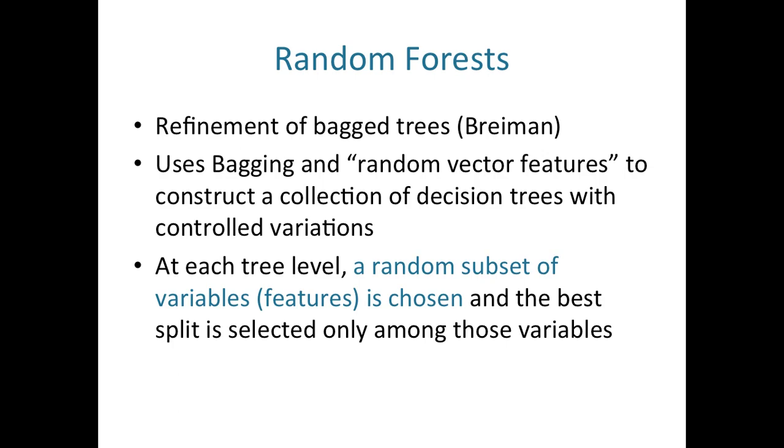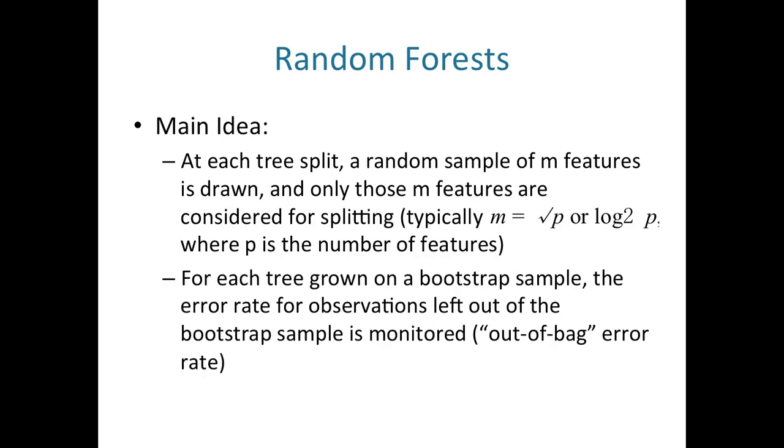It basically uses random vector features to construct the decision trees. And basically at each level of the tree, a random subset of features is chosen. Okay, so what we mean by random vector features is that rather than taking into account all possible features at each level in the tree, only a subset of those are taken into consideration. So what do I mean by this?